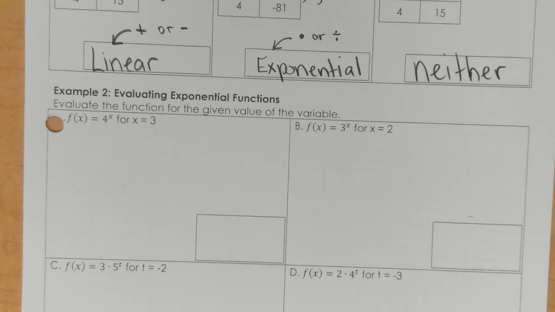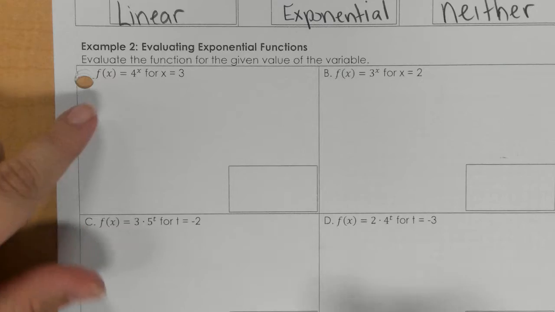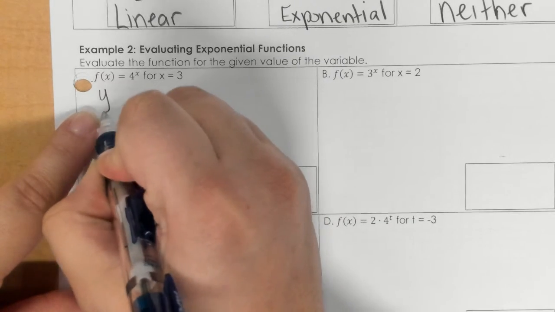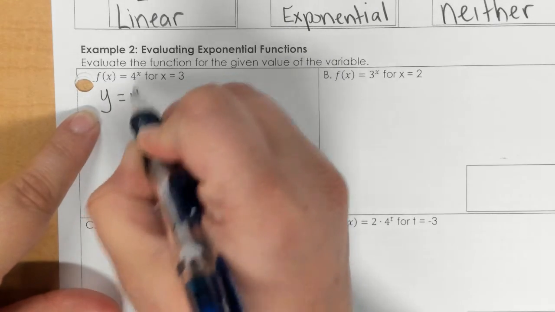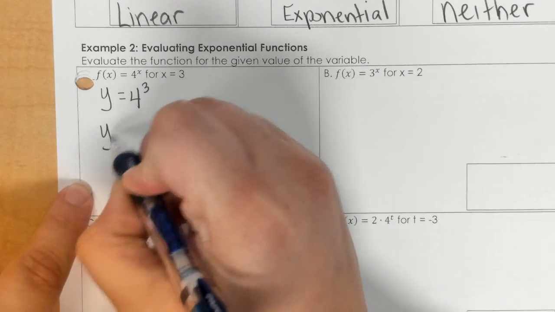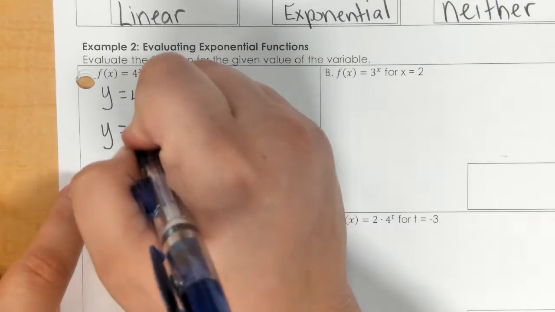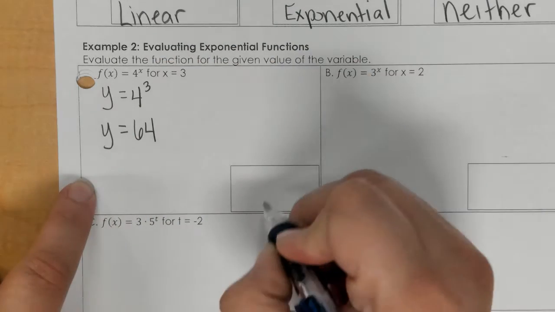Okay, down here for example 2, it says that you have to evaluate the function for the given value of the variable. So f of x is your y. And then I have 4 to the third power, which is a 3. So if I figure out what is 4 to the third power, 4 times 4 times 4, that is 64.